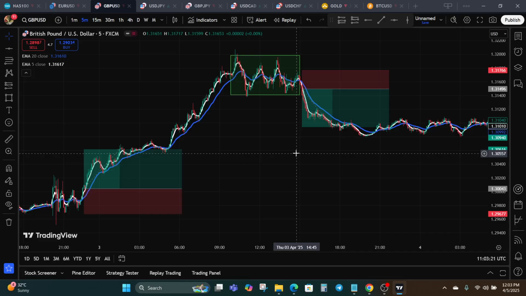So that is it, guys. The best 5-minute moving average strategy is a simple yet powerful approach that can help you spot quick market trends and make fast, informed trading decisions. By using moving averages to identify trend changes, you can enter and exit trades with greater precision.